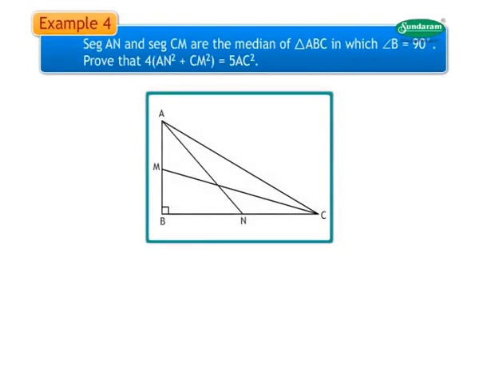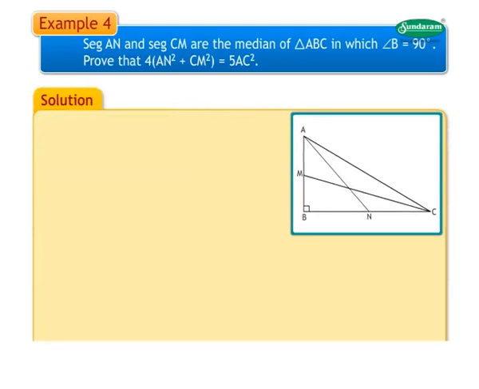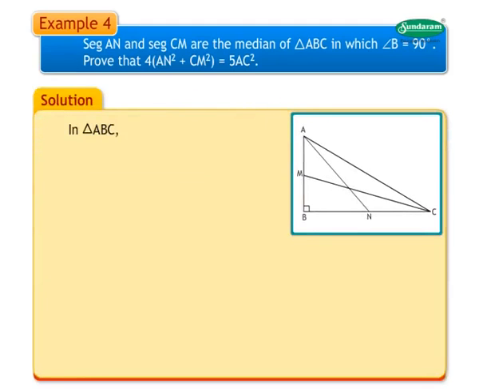Example 4. Segment AN and segment CM are the medians of triangle ABC, in which angle B is equal to 90 degrees. Prove that 4 times (AN square plus CM square) is equal to 5 AC square. Solution. In triangle ABC, AC square is equal to AB square plus BC square by Pythagoras theorem. Let us mark this as 1.